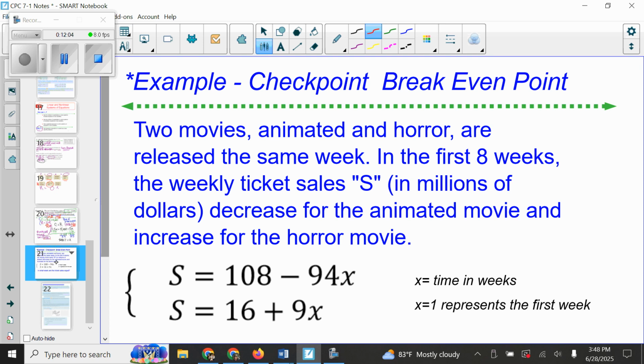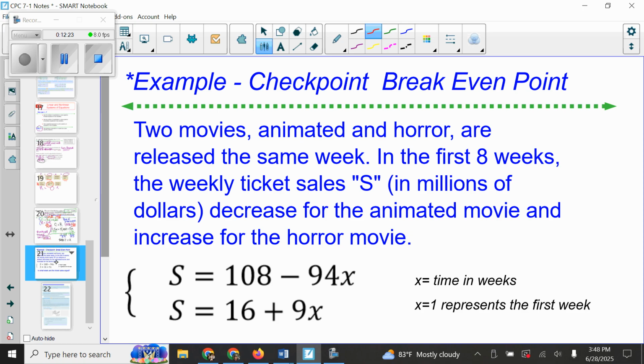So we have 2 movies, an animated and a horror film, released in the same week. In the first 8 weeks, the weekly ticket sales, S for sales, in millions of dollars, decreased for the animated movie. So they started off and then they're going down. And they increased for the horror movie. So those revenues were going up.